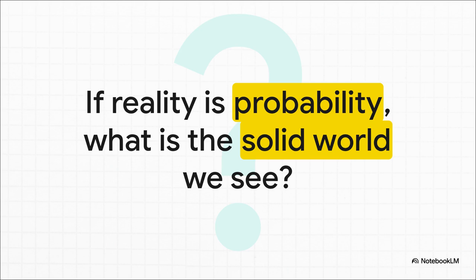Which leaves us with one final, big question to chew on. If the bedrock of everything we know is a shimmering sea of probability, what does that really say about the solid, predictable world we think we're living in?